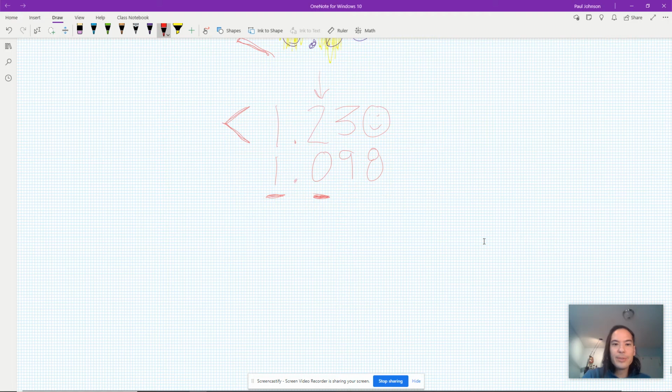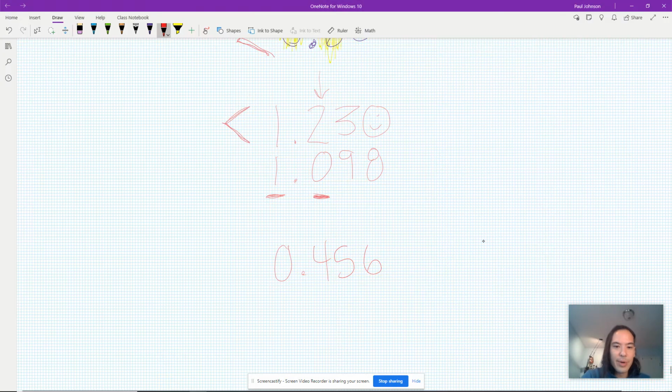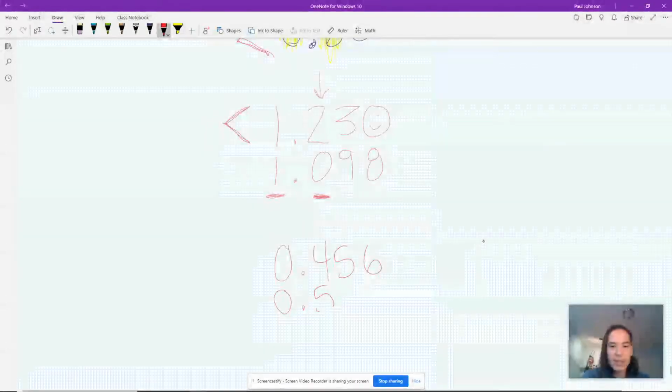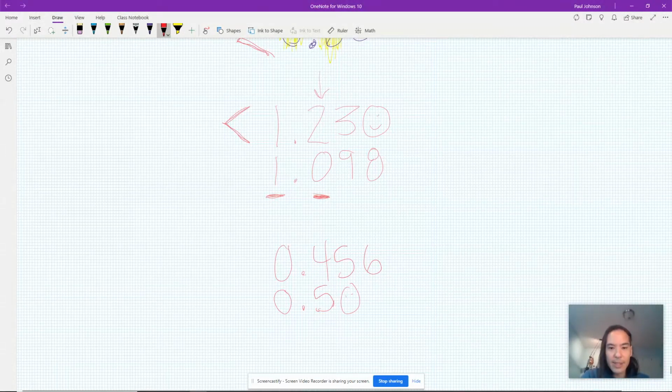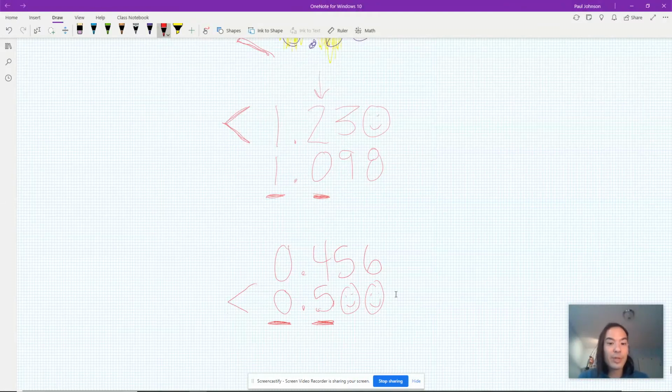All right, next one, 0 and 456 thousandths. And then over here we have 0 and 5 tenths. Add faces to save places, right? Once again, we look at the ones place, they're the same. We look at the tenths place, and one of them is bigger. The one with a 5 in the tenths place is bigger. We added those zeros on there so it does look easier to compare. It's like comparing 456 to 500.